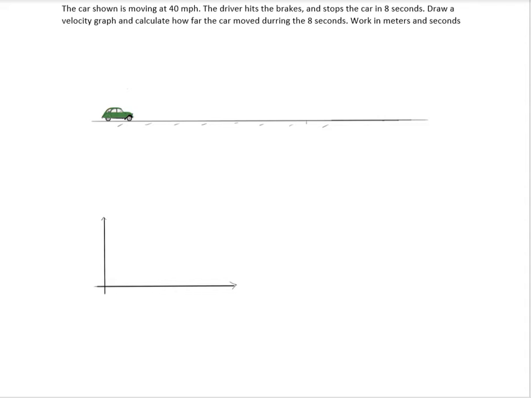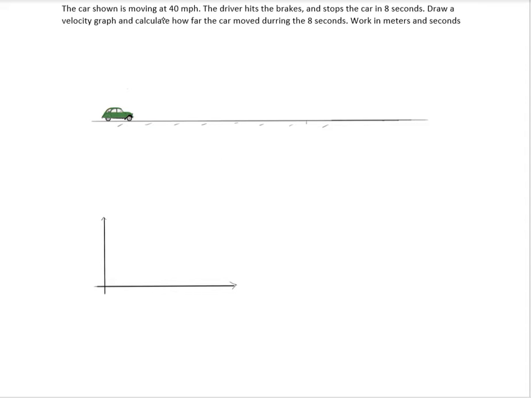Let's see, what does it say here? A car is shown moving at 40 miles per hour. The driver applies the brakes and the car stops in 8 seconds. Draw a velocity graph and calculate how far the car moved during that first 8 seconds. Work in meters and seconds. So let's start with this.